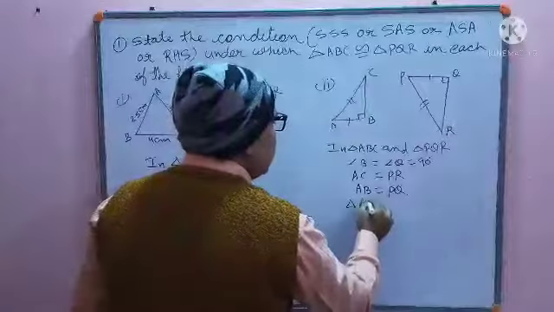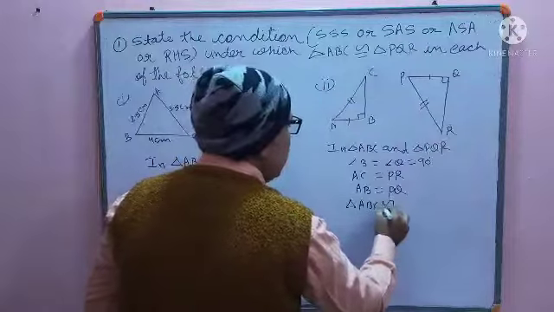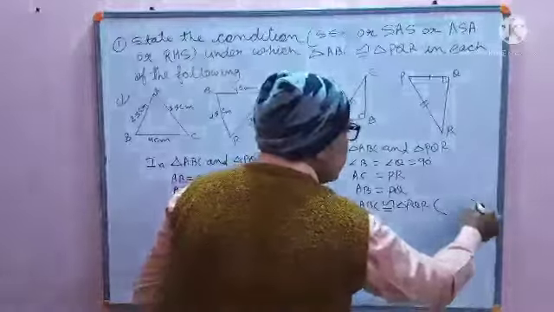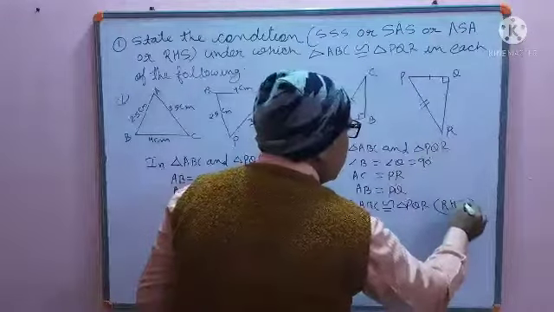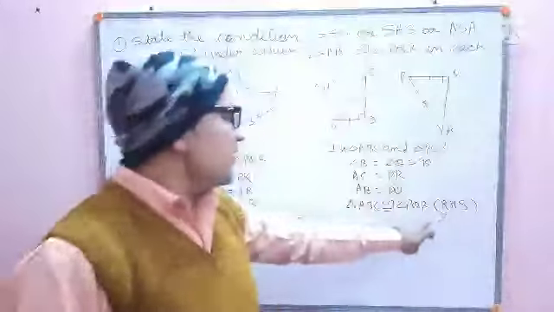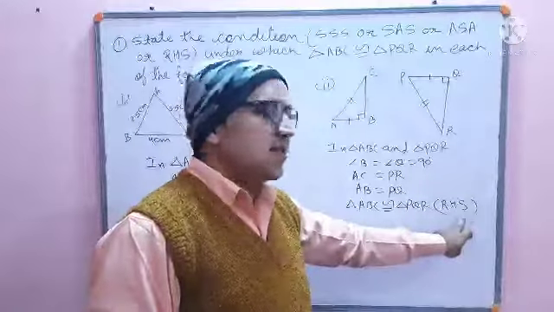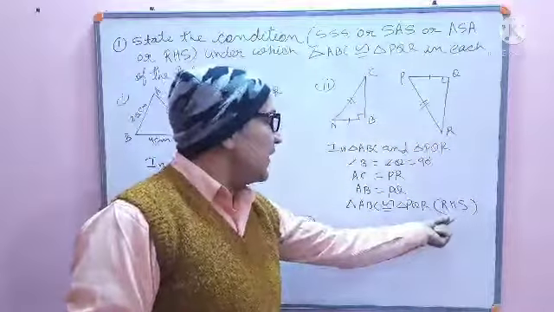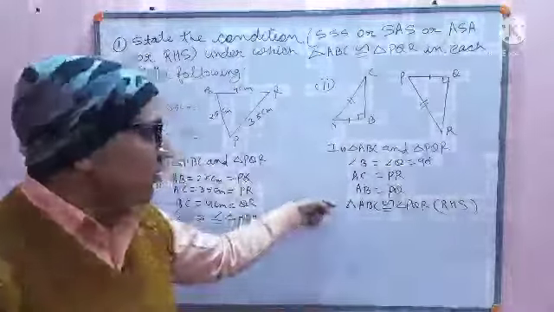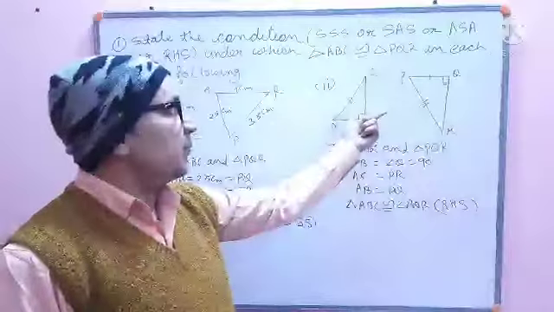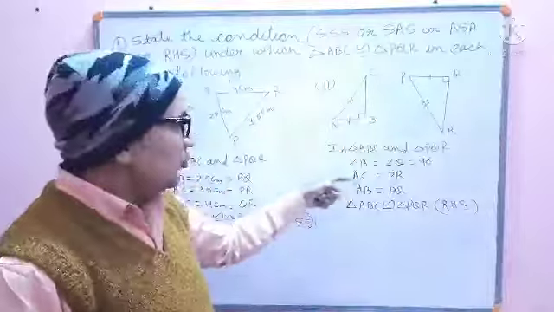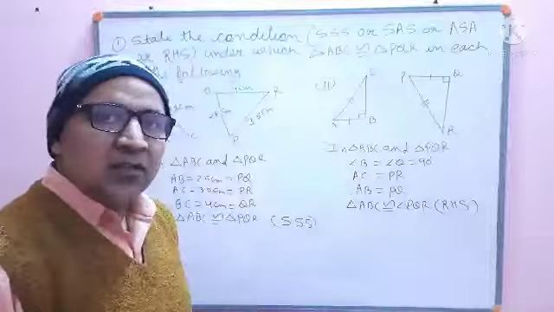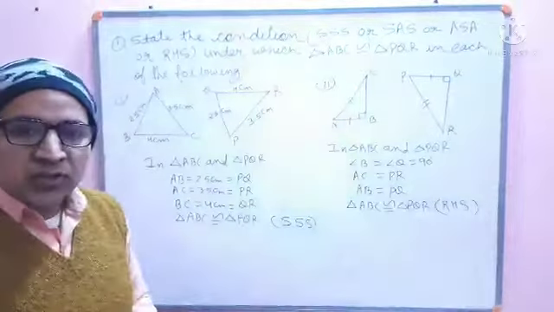So how will you write it? Triangle ABC is congruent to triangle PQR, and the criteria is written here in the bracket: RHS. RHS means right angle, hypotenuse and side. The question is asking by which criteria, but to find the criteria you will write all these things. Though it is given in the picture, you can write directly also, but you have to practice writing this statement, how to show that triangles are congruent. Okay, write down these two questions.